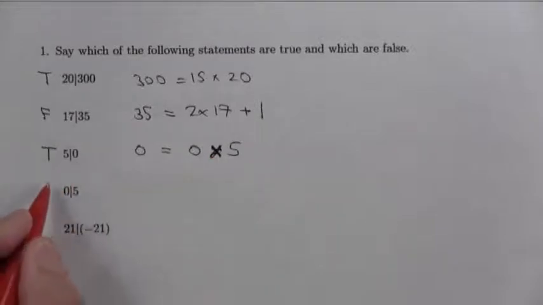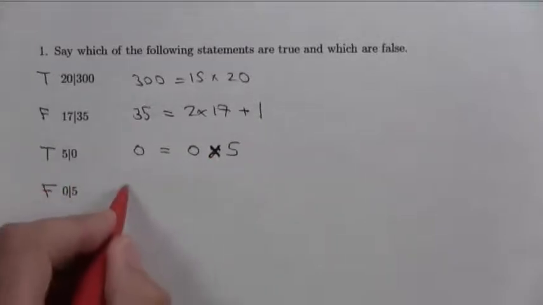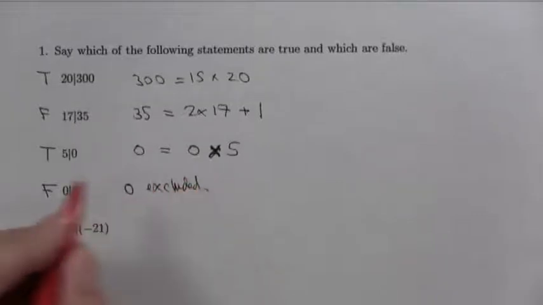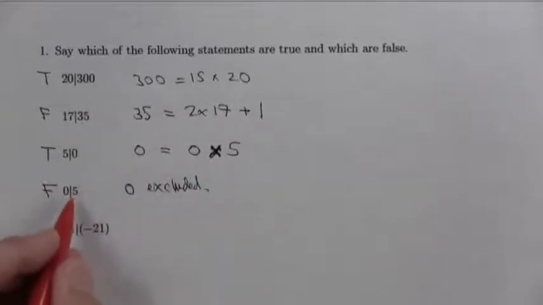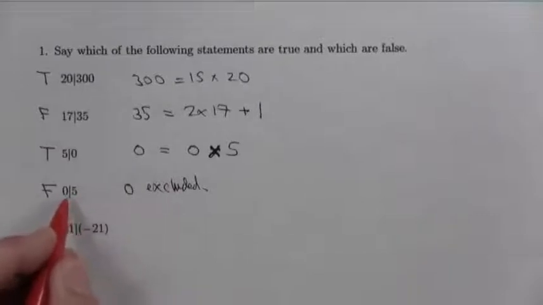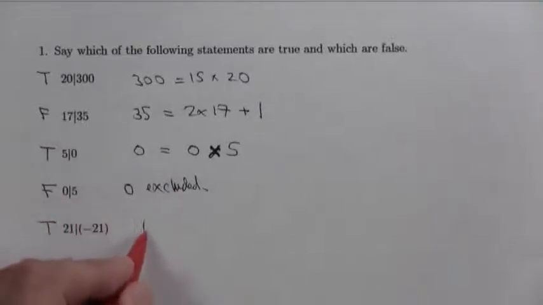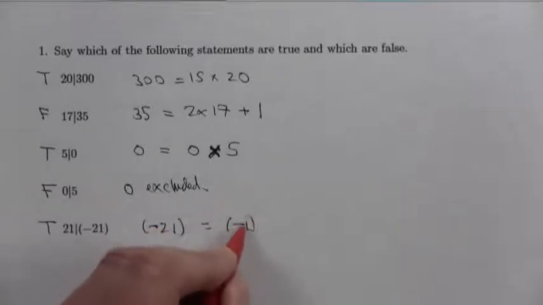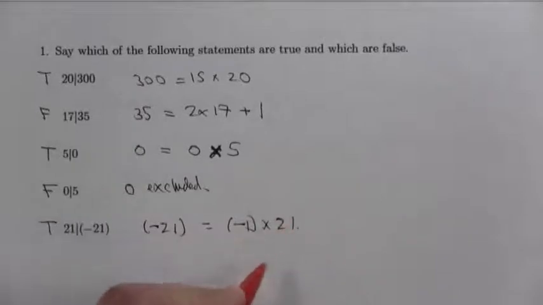Okay. The next one is false because 0 is excluded. This is explicitly excluded. You can't talk about divisibility by 0. And the last one is true because negative 21 equals negative 1 times 21.